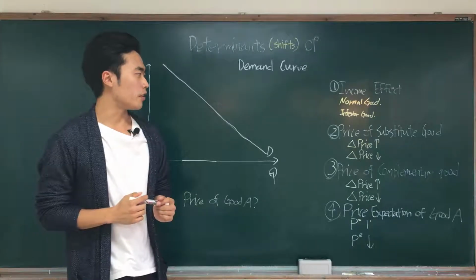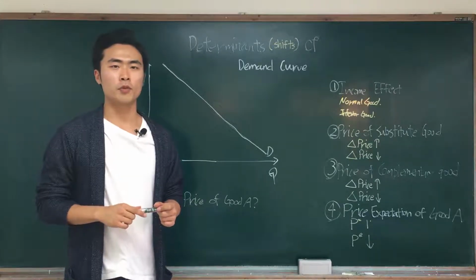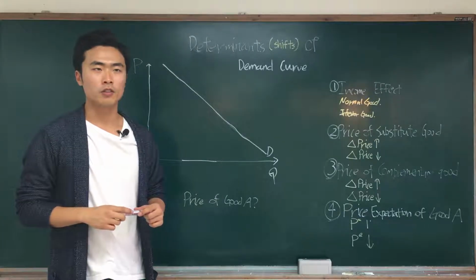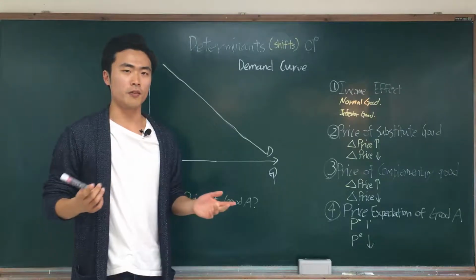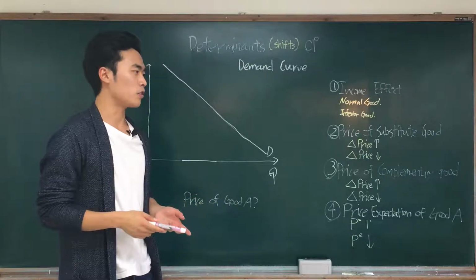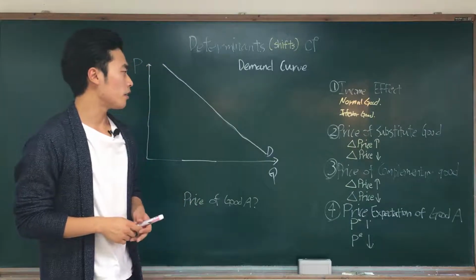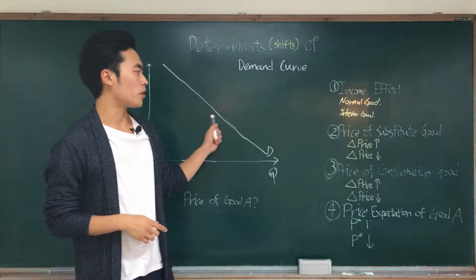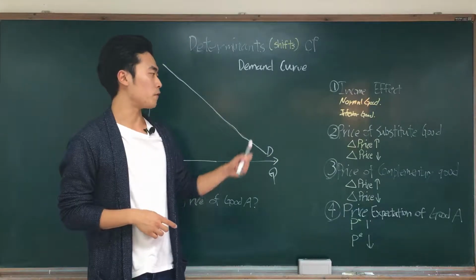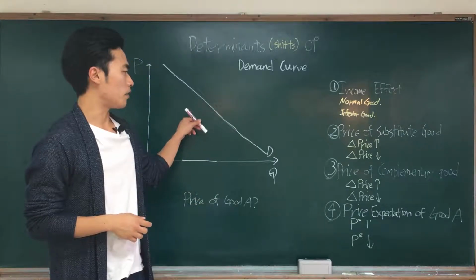The second factor is the price of the substitute good. Let's just think about the relationship between Sprite and Coca-Cola. When the price for Sprite increases, like if it increases infinitely, you will definitely want more of Coca-Cola instead of Sprite, right? So that's why the increase in the price of a substitute good shifts the demand curve right, and the decrease of the price of the substitute good shifts the demand curve left.